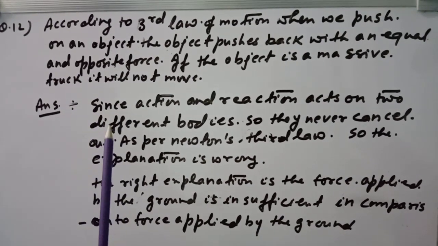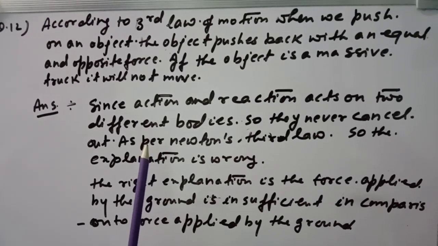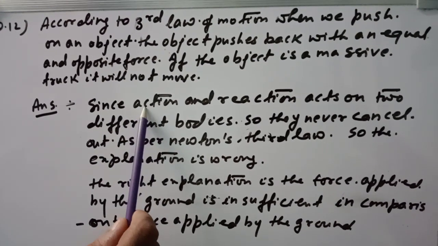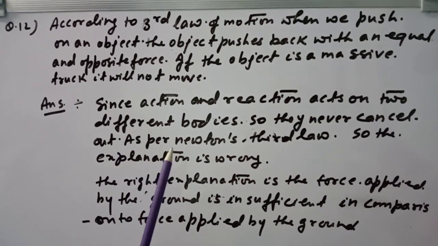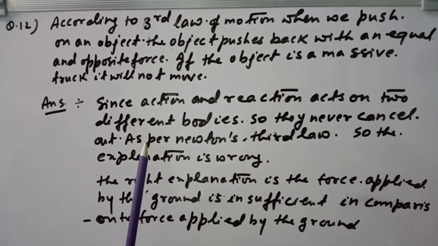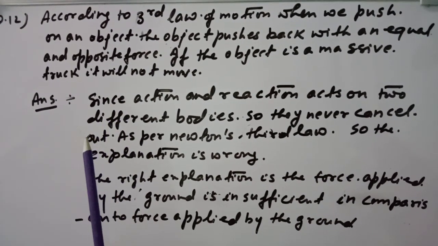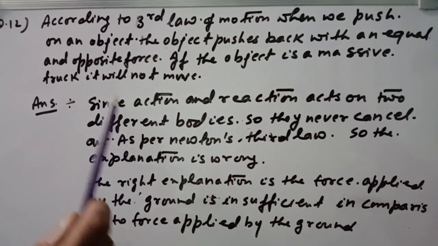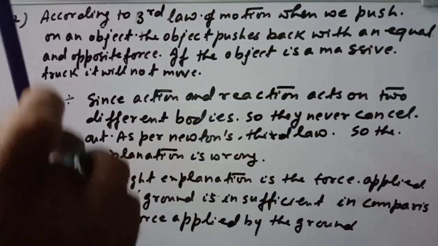We have seen in Newton's third law of motion the action and reaction pair. Every action always has an equal and opposite reaction. It is clear. Then you move further. Second point, we have seen that action and reaction always act on two different bodies and they never cancel out. So this explanation is totally wrong.